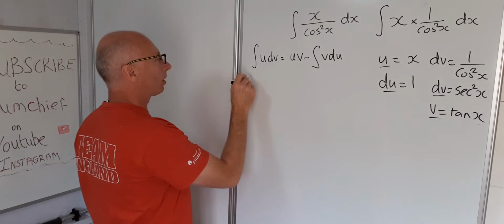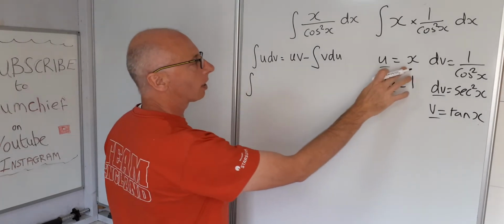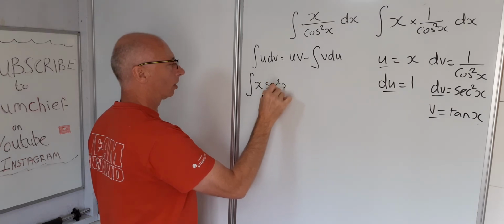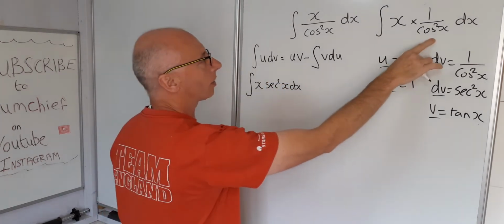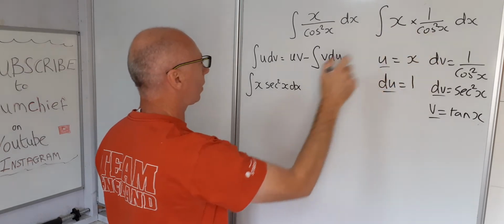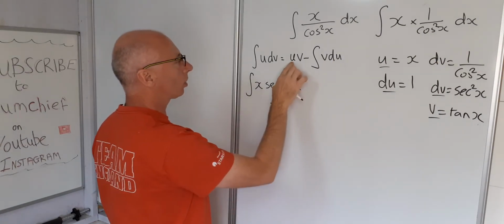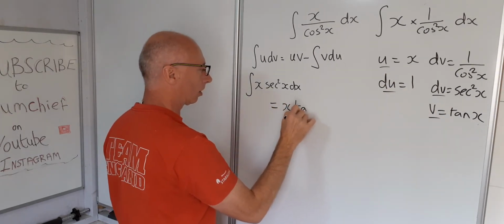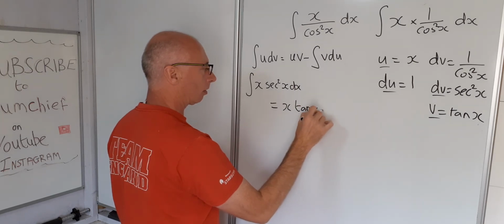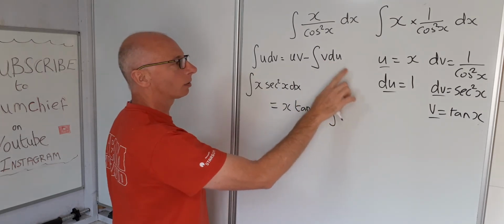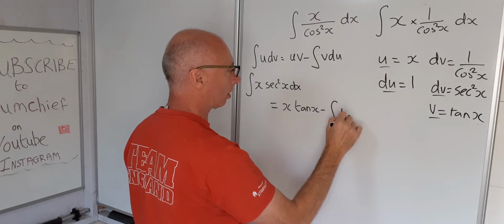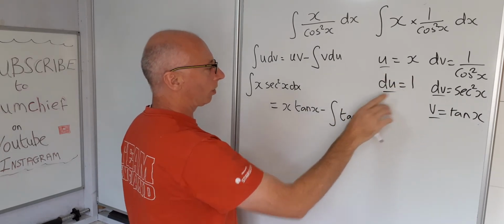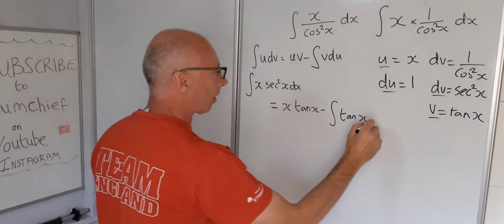So now let's write this out. The integral of u dv, so that's x secant squared of x dx. So that's the same as this; we just change that for secant squared of x. That equals u times v, so x tangent x, minus another integral v times du. So v is tangent x and du is just 1, so we don't need to write anything in there. So we'll write that with respect to x.